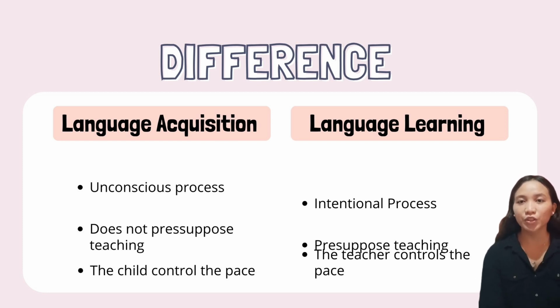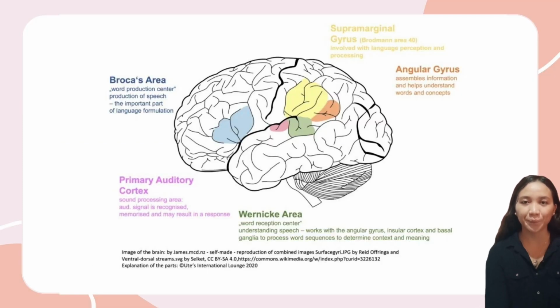In language acquisition, the child controls the pace. The pace of language acquisition is determined by the child's developmental stages. Children progress through language milestones at their own rate, influenced by factors such as exposure, cognitive development, and individual differences. While in language learning, the teacher controls the pace. The pace is often set by the teacher or the curriculum. Lessons progress systematically and learners follow a predetermined path. The teacher guides the students through the material, ensuring a structured and organized approach to language learning.